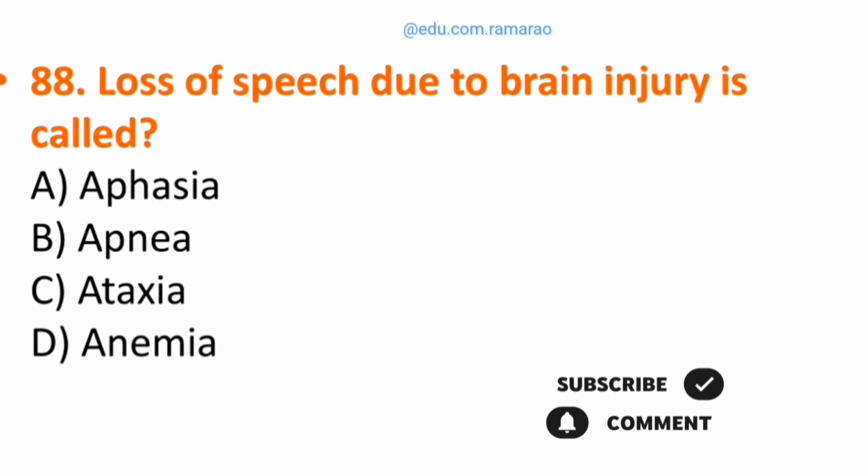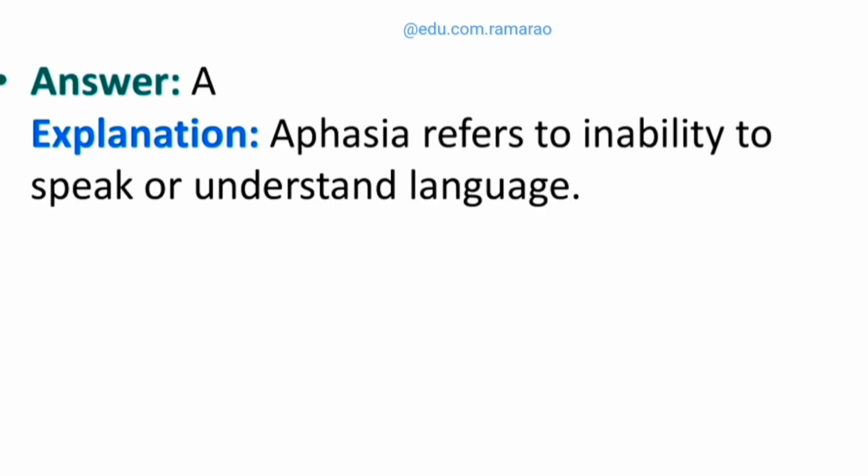Loss of speech due to brain injury is called option A aphasia, option B apnea, option C ataxia, option D anemia. Correct answer is aphasia. Aphasia refers to inability to speak or understand language.